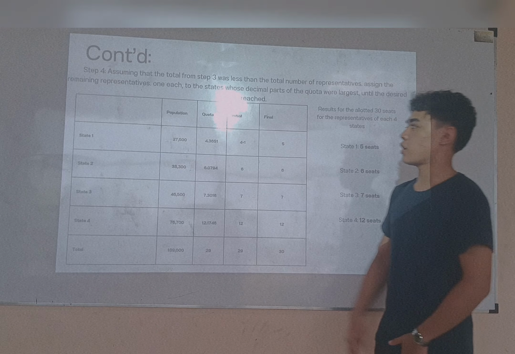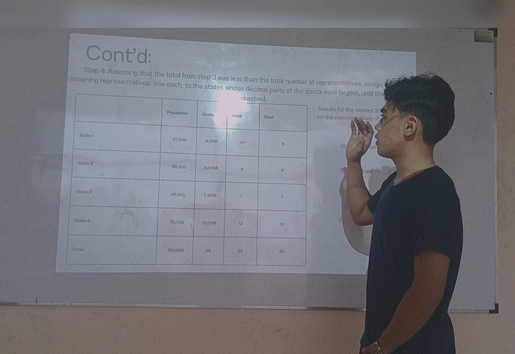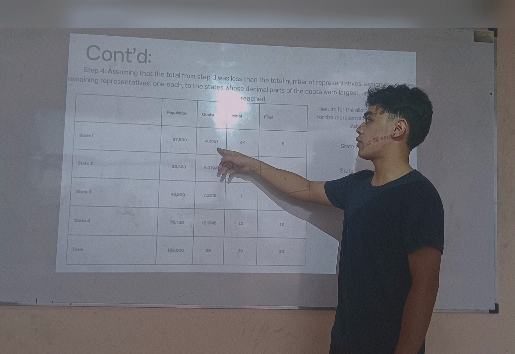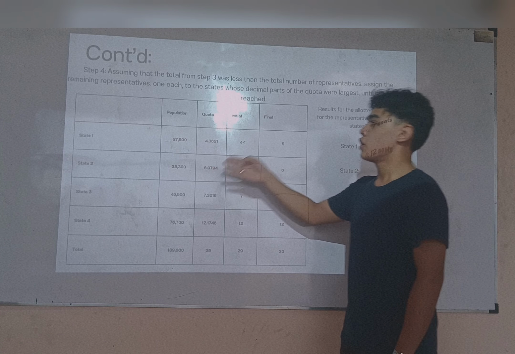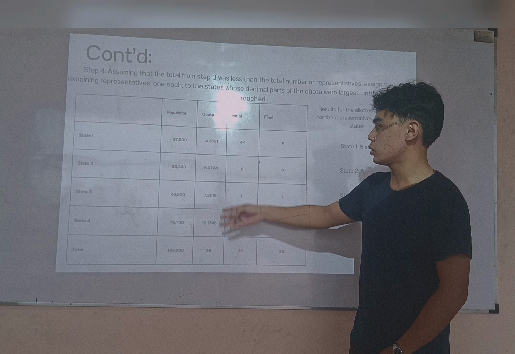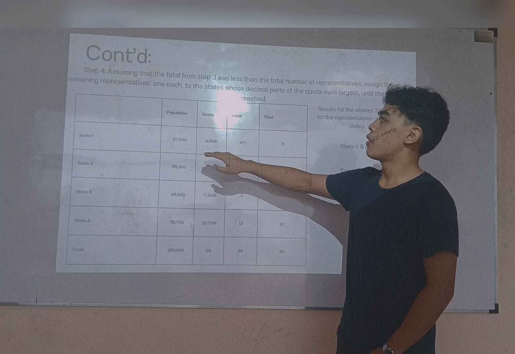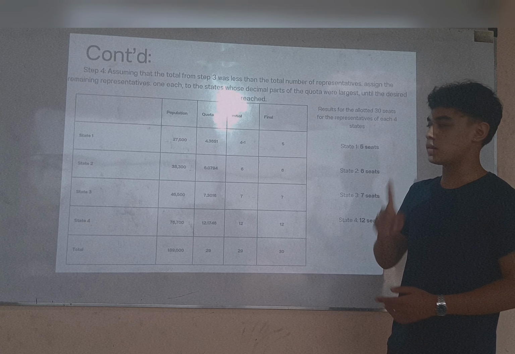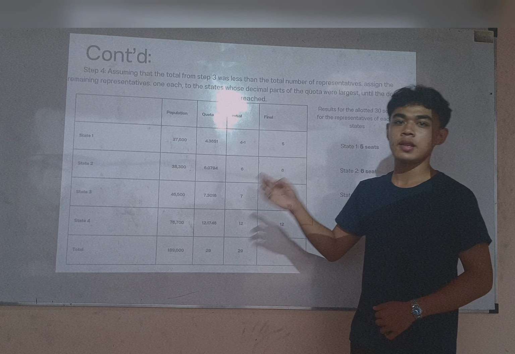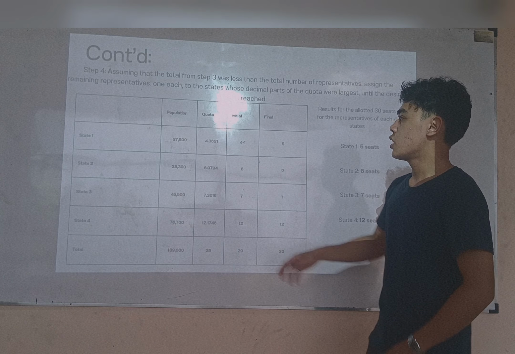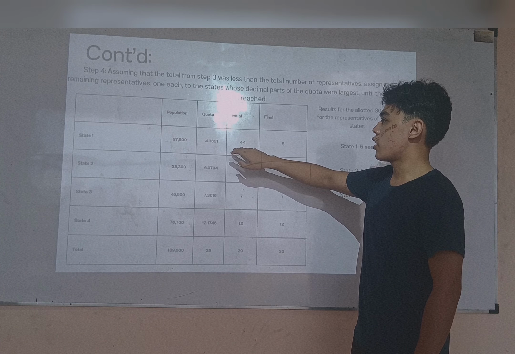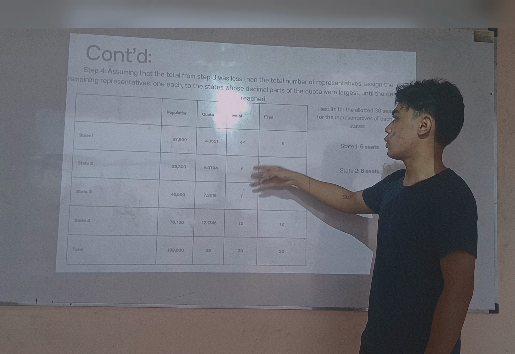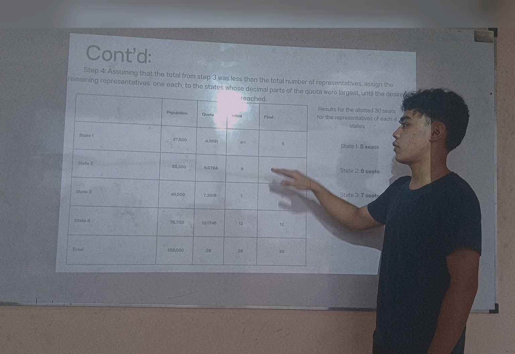So as we can see in a quota, the largest decimal value here is 3.3651 in state 1. Compared to other quotas, it is the largest decimal value. So we need to allocate the remaining 1 seat to state 1 since it has the largest decimal value. So our initial representative of 4 will be added to 1, and we'll get the final representative of 5.